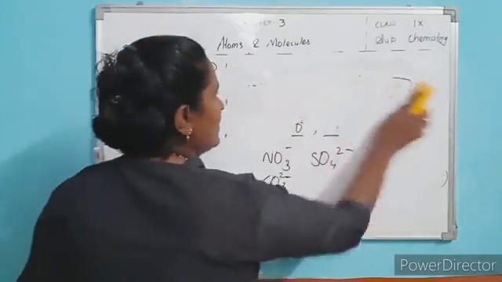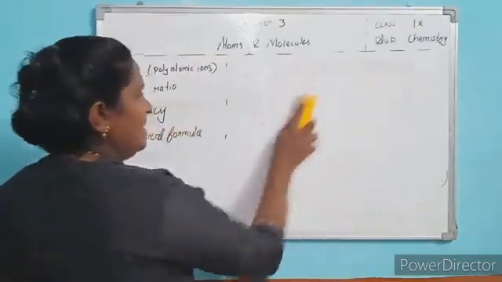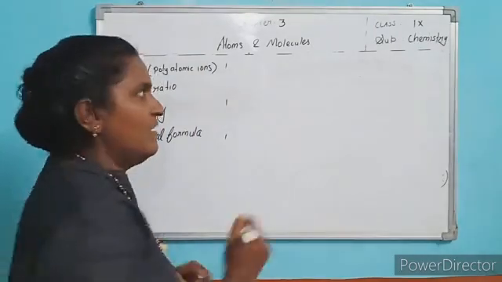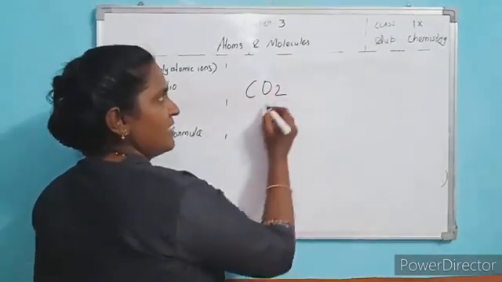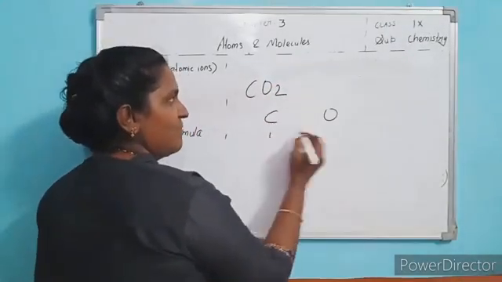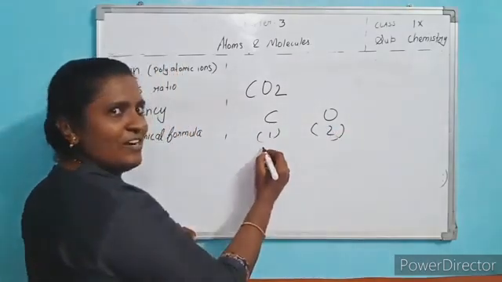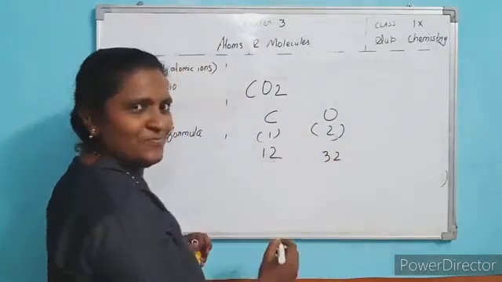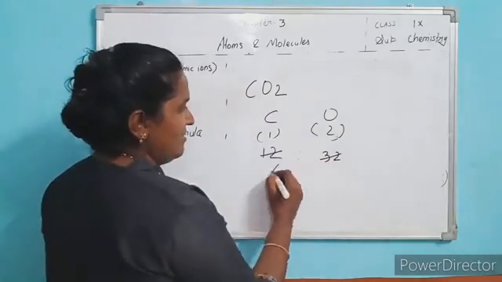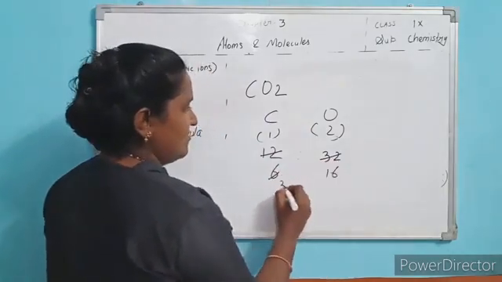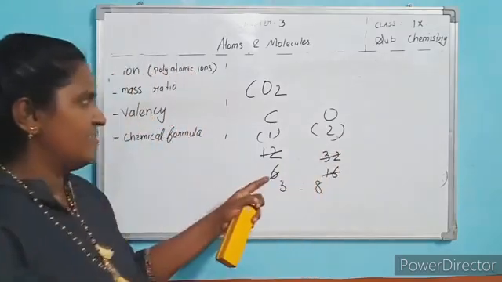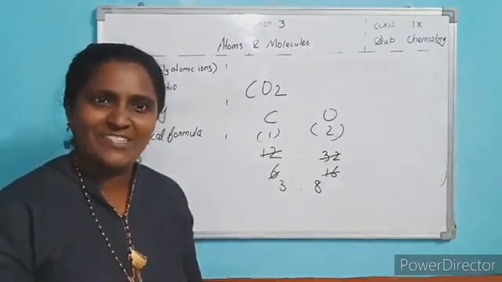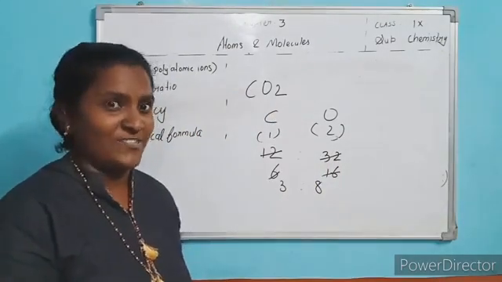Now we study what is mass ratio. See, they ask you to find the mass ratio of the constituent elements present in the compound. Carbon dioxide, mass ratio. What will you write? Carbon, oxygen: 1 carbon, 2 oxygen. What is the mass of 1 carbon? 12. Oxygen, 1 oxygen is 16, so 32. Find out the ratio and divide by 2... 3:8. Am I correct? This is the mass ratio of carbon and oxygen elements present in the compound carbon dioxide.